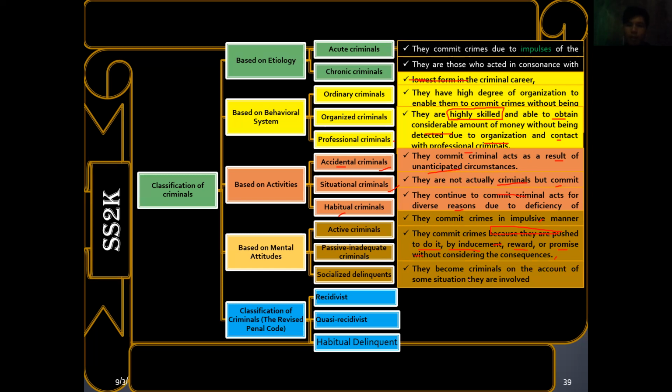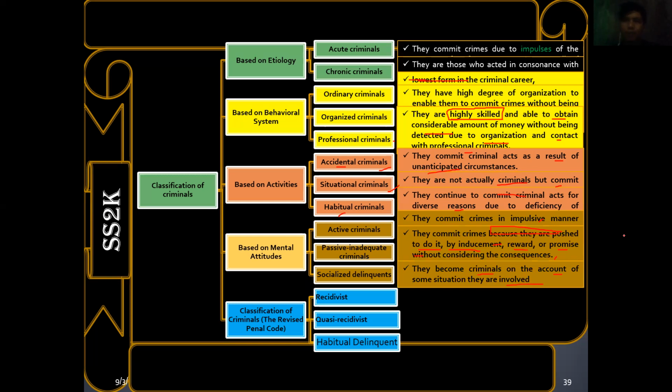Those criminals who become criminals on account of some situation they are involved. Okay? These are maybe professionals. They are highly socialized. Okay? Nakikipag-socialize sa mga tao. They commit crime because of a certain situation wherein they are involved.